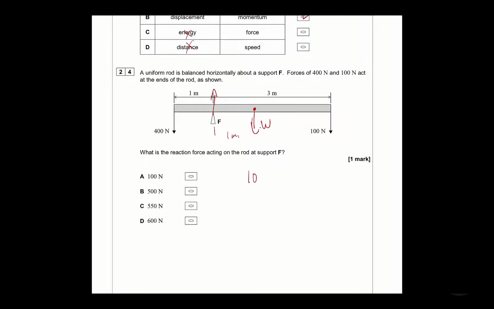So 100 times 2 is going to add to F times 1. And that's going to be equal to 400 times 2. So 200 plus F is equal to 800. So F is 600. 600 newtons.